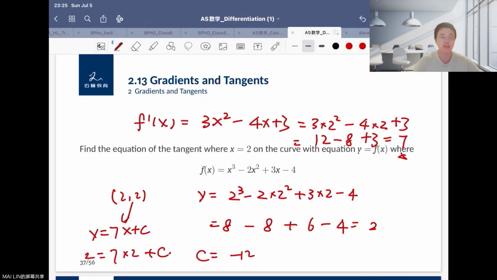So finally, the equation of the line can be written down as y equals 7x minus 12, okay?